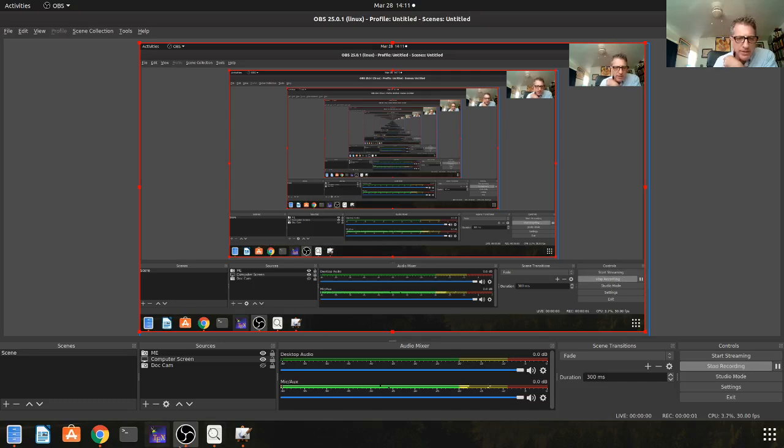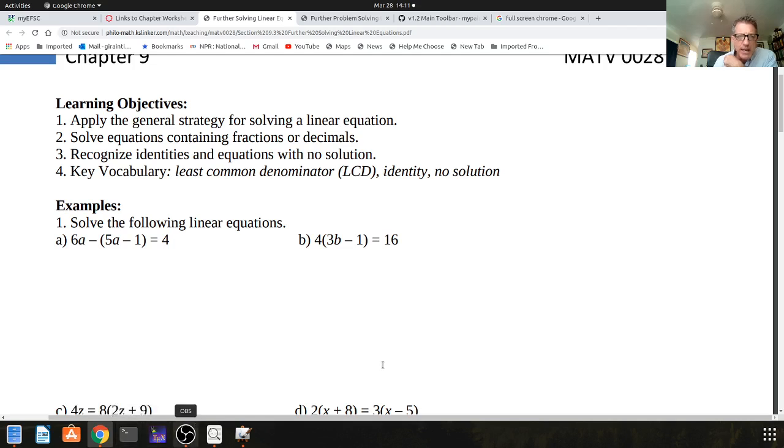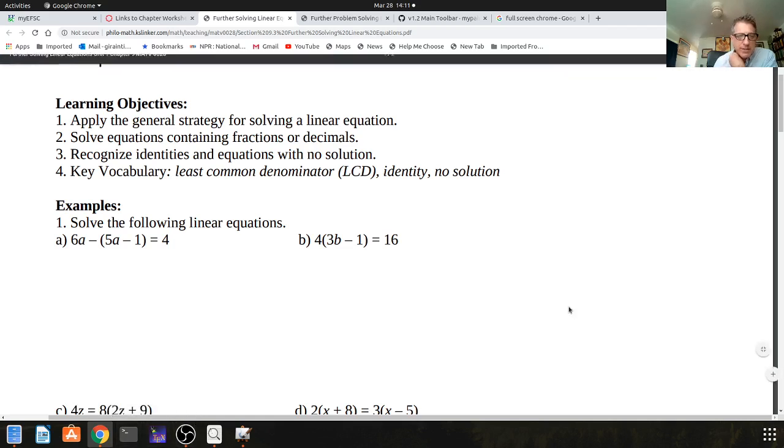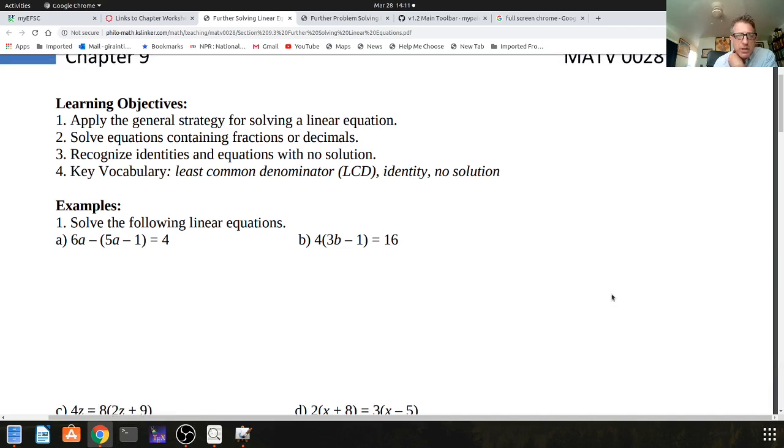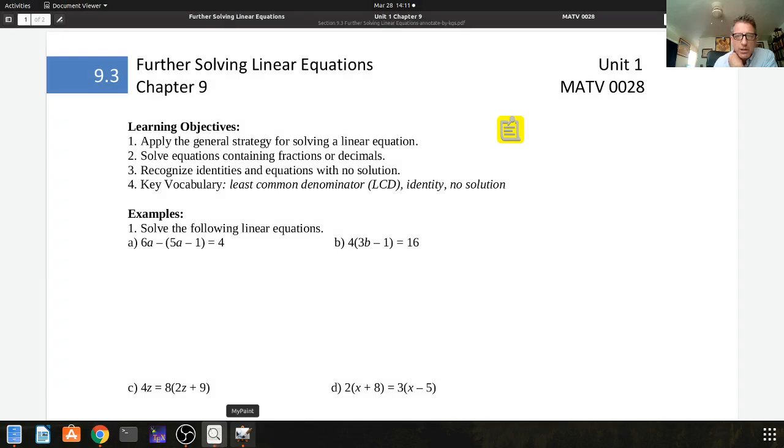Okay, we're going to try something different today, and you'll see how that difference is in just a second. So we're going to start with Chapter 9. This is Lecture 9.3, and our learning objectives are that we're going to continue solving general linear equations, and we're going to solve equations with fractions and decimals. So we'll be using the concept of LCD, identity, and no solution again.